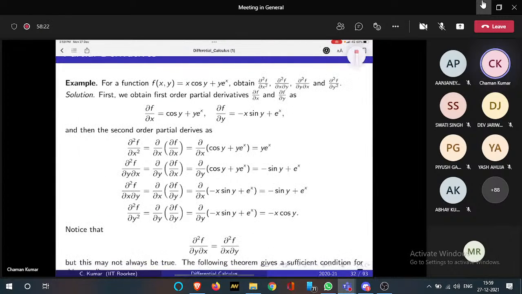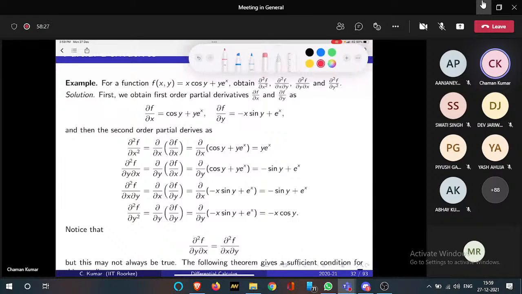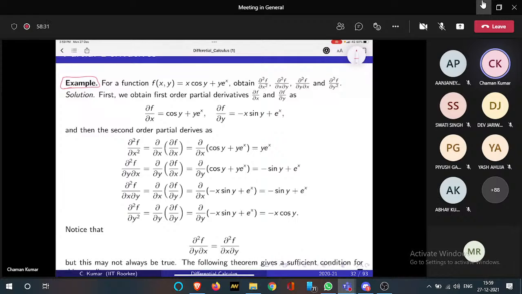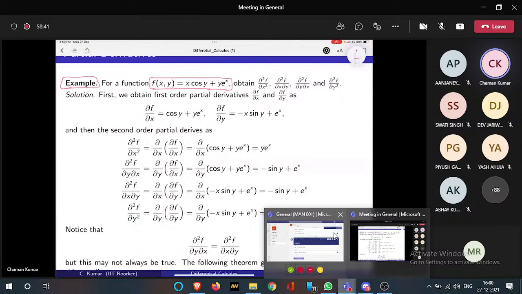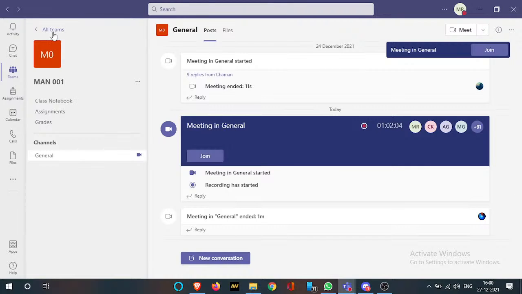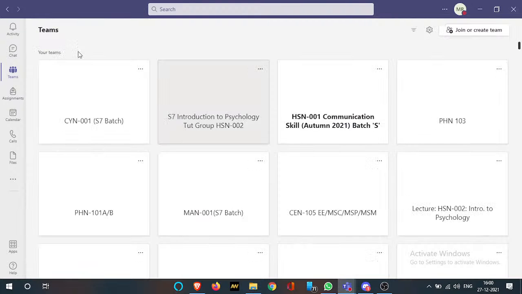Now let us consider one example on this. I have 1 minute to go, so I can finish this example in the next minute. I have this function f(x,y) equal to x cos y plus y e raised to x. So what is the derivative of this with respect to x?